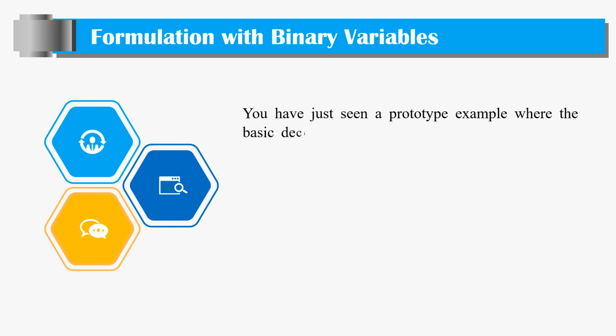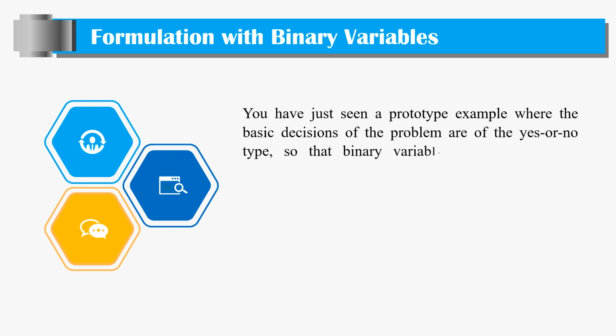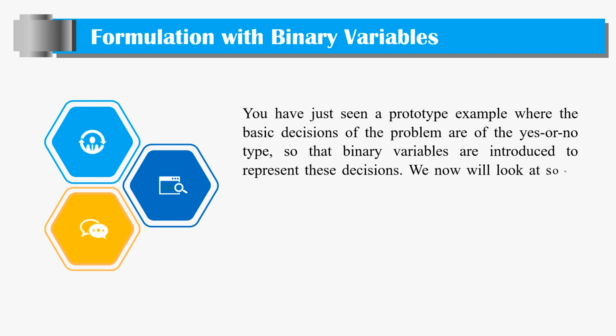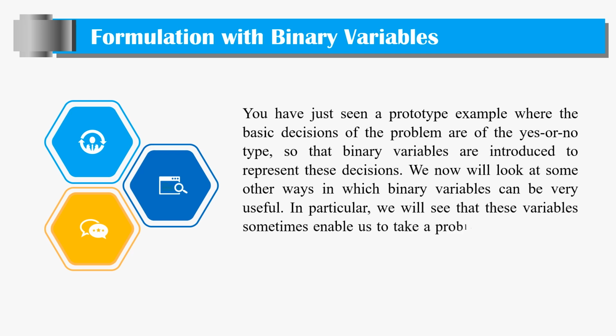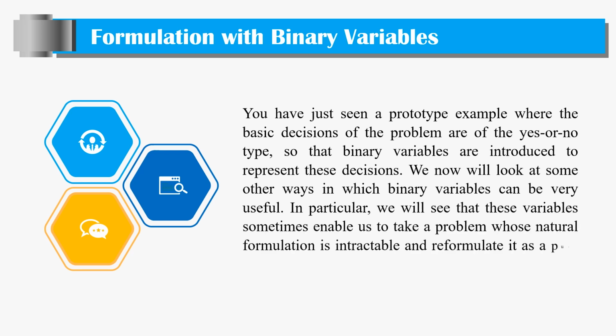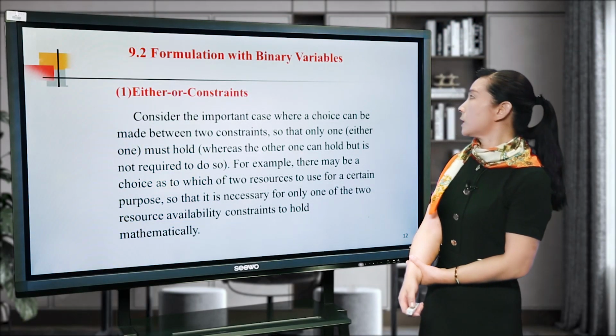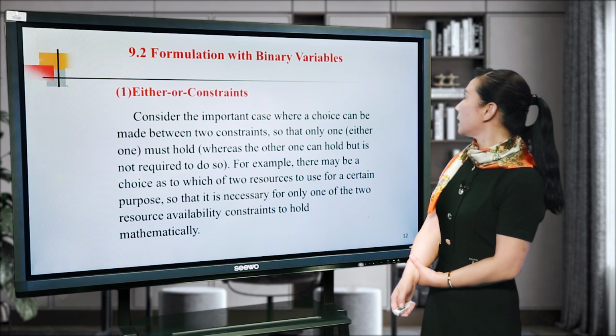You have just seen a prototype example where the basic decisions of the problem are of yes or no type, so binary variables are used to represent these decisions. We will now look at some other ways in which binary variables can be very useful. In particular, we will see that these variables sometimes enable us to take a problem whose natural formulation is intractable and reformulate it as a pure or mixed IP problem. So we introduce section 2, formulation with binary variables.